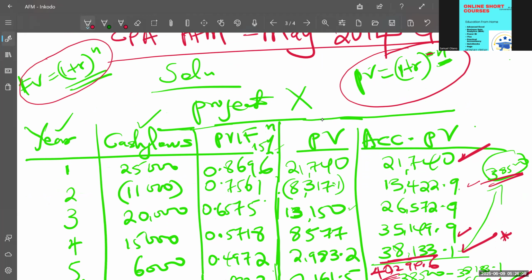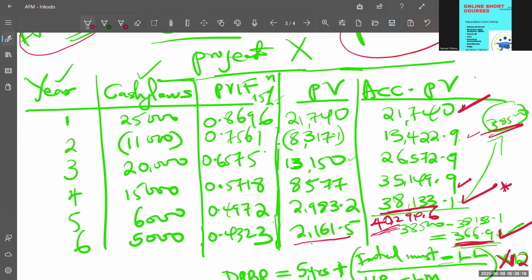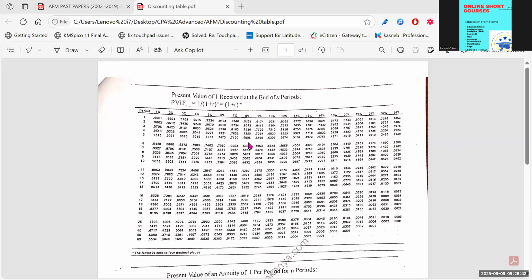Now here, we did a solution where we were discounting the cash flows expected from project X. And you remember how we were getting the discounting factors? And I told you two ways of getting the discounting factors. You can get the discounting factor using your calculator, or in most cases in an exam room, you will be given a discounting table, and there you can see the discounting table, which I'm showing to you right now. So in an exam room, you will be shown this discounting table.